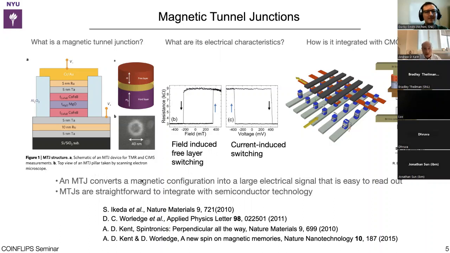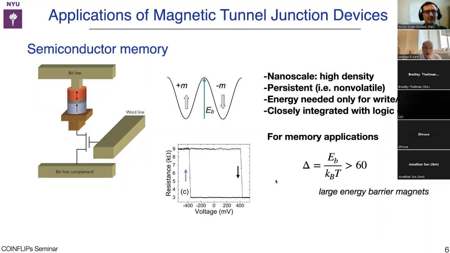A magnetic tunnel junction converts a magnetic configuration into an electrical signal that's easy to read. It means you can read the state of a very, very small magnetic element, something that just consists of maybe 10 to 10,000, 100,000 magnetic moments. So a very small magnetic volume. And they're straightforward to integrate. So they've already been integrated in the case of memory cells. You can make gigabit memories that are integrated with CMOS. So that's what people do.